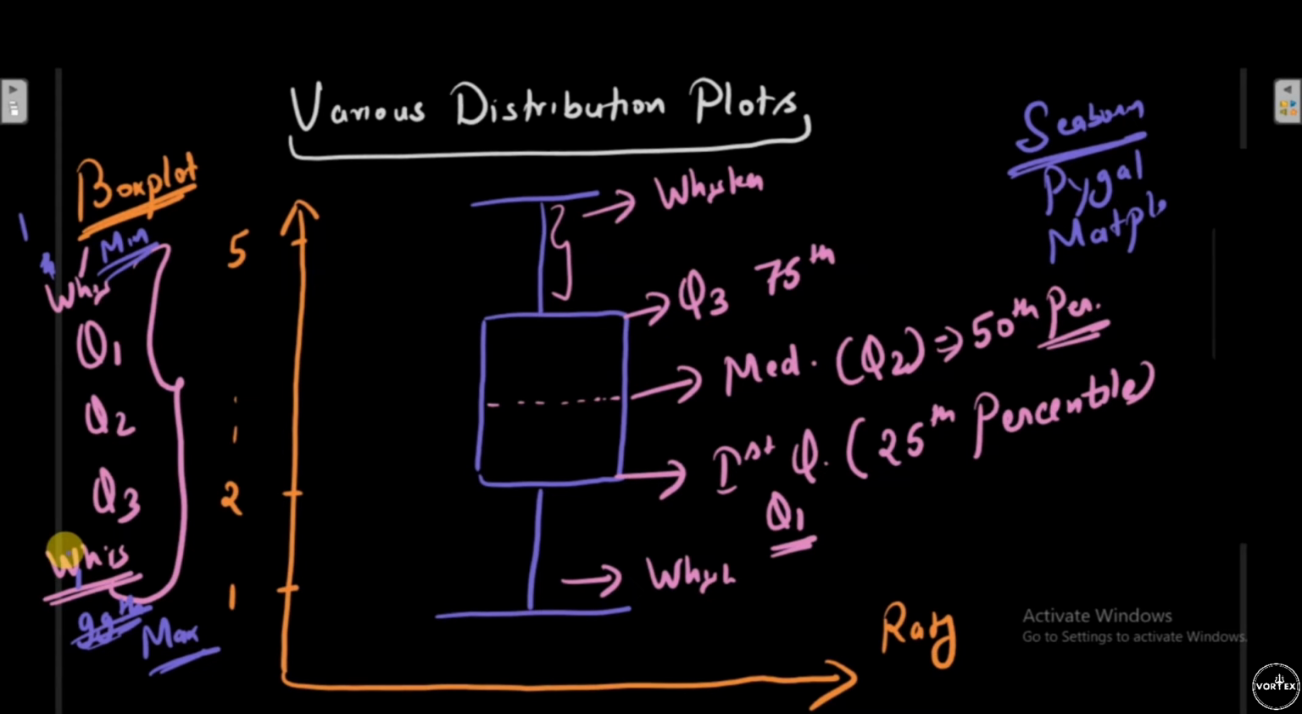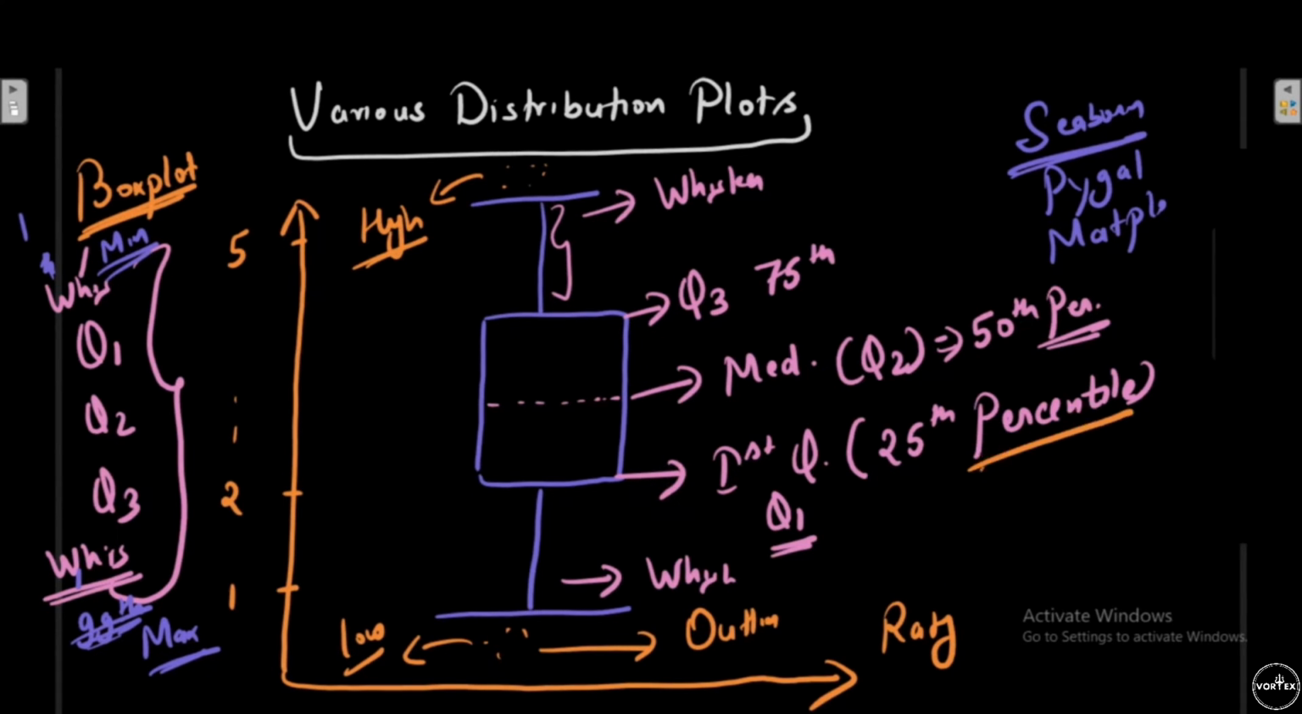Now let's understand. Say we have a few points beyond the whiskers. They are typically known as outliers. This is a low outlier, and this is a high outlier. Now let's understand what exactly an outlier is, what a percentile is, and what a quantile is.